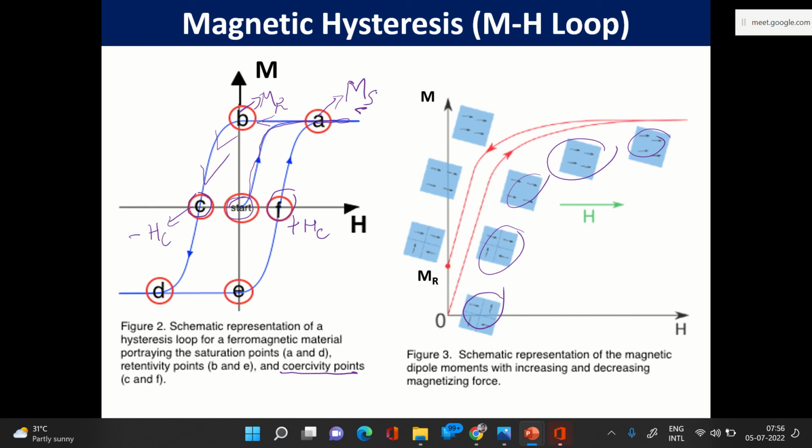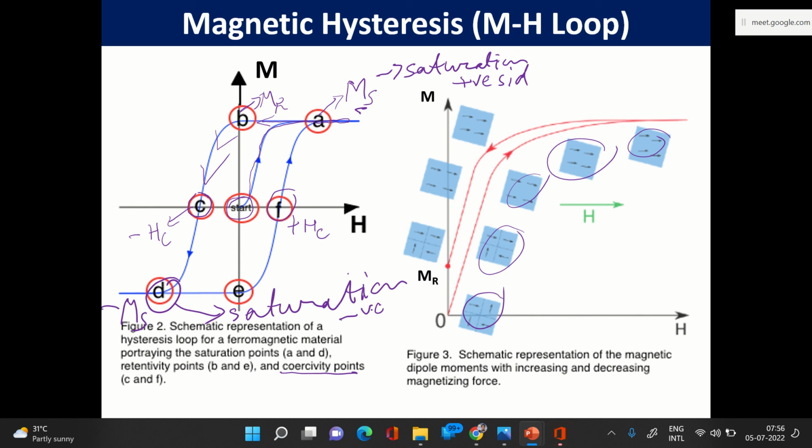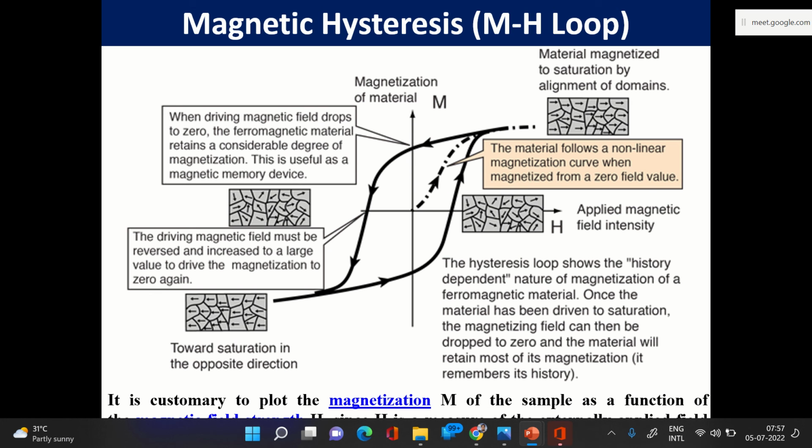This is saturation on the positive side, and this is the point of saturation on the minus side, negative MS, like this. So this is how a typical hysteresis looks, and the microscopic view of how the spins change I have also given. These are the points that you should note.